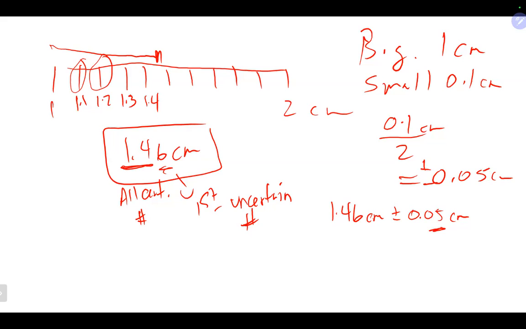In general, you can take the reading to one more place to the right of the smallest marking, not in 100% of the cases. I think we looked at an example the other day where you really couldn't go one more place to the right. But in most cases, you can go one more place to the right of that smallest marking.